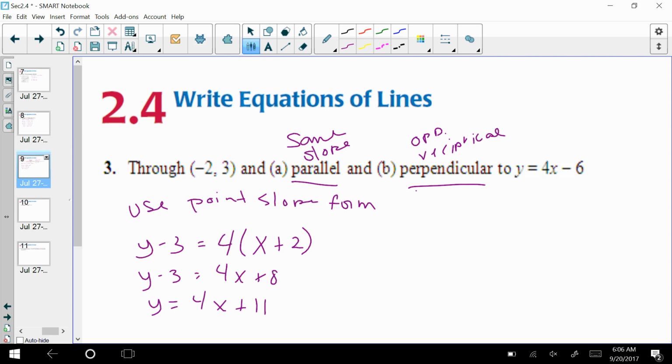And then a line that's perpendicular has the opposite slope. We can still use the point slope form, but in this case our slope is -1/4. So we can use the same one point though. So y minus y1 equals our slope -1/4 times x minus x1, which is -2, so x plus 2.